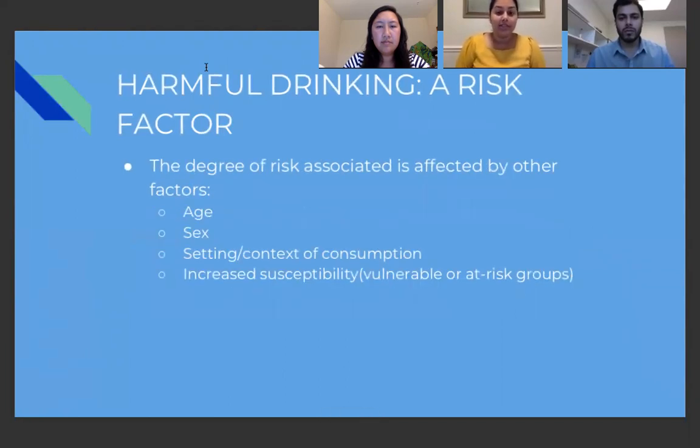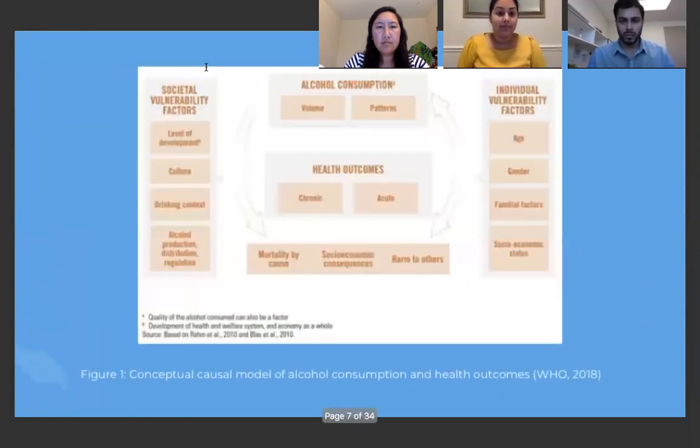The degree of risk associated with harmful drinking is affected by other factors such as age, sex, setting and context of the consumption, as well as vulnerability associated with at-risk populations, which increase susceptibility. With this image, we can take a better look at the societal and individual factors that play a role in determining the health outcomes in relation to alcohol consumption.